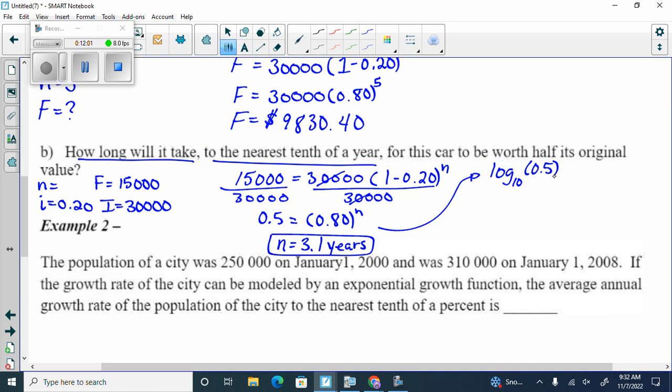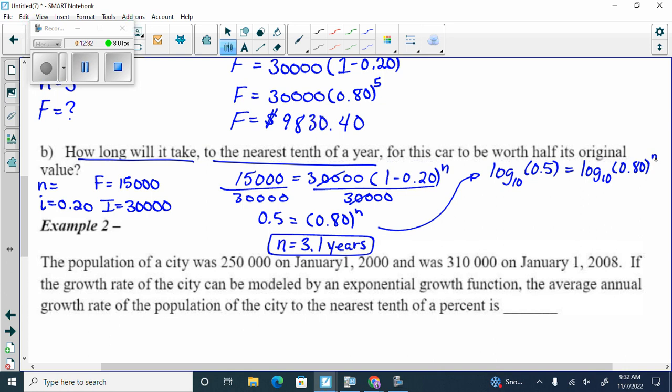So you're going to go log base 10 of 0.5 equals log base 10 of 0.80 to the n. Now, if you don't understand what I'm doing, chillax. You're literally just log base 10ing both sides. You're like, what is the log? I don't even care right now. Just log base 10 both sides. So if we ever have an exponential function and we can't solve by common base, which we did on Friday, we can just log base 10 both sides.